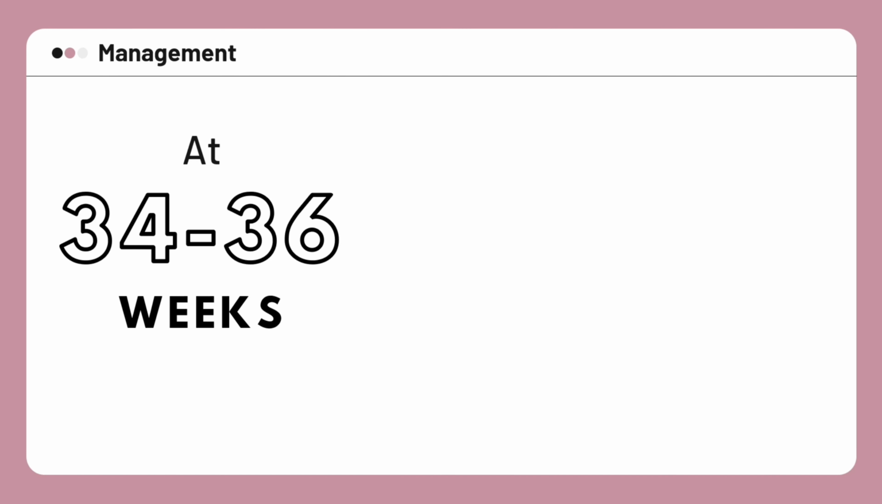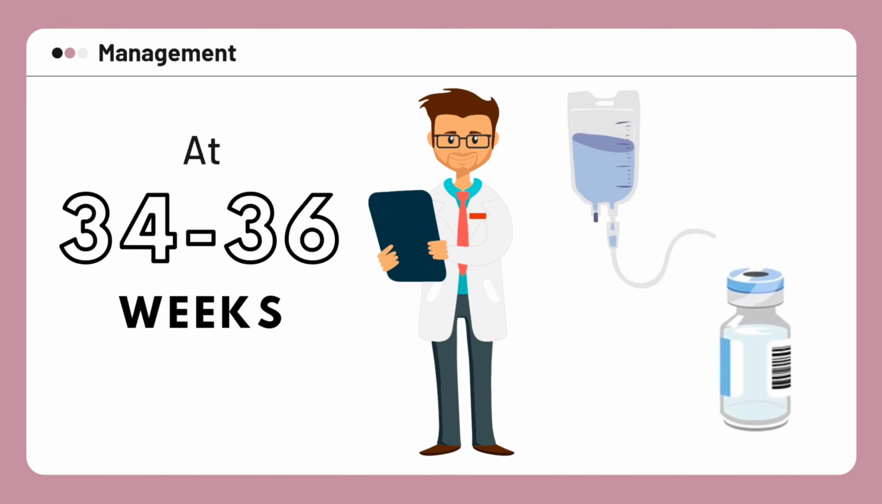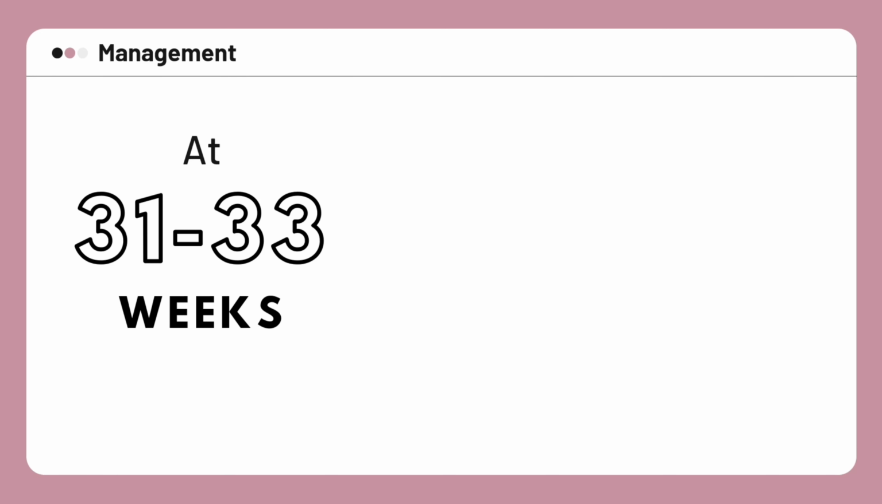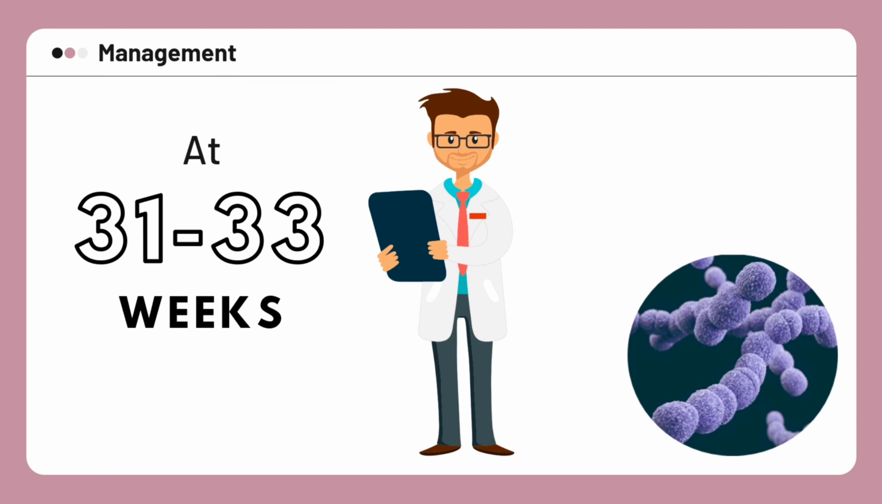If PPROM occurs at 34 to 36 weeks age of gestation, most guidelines favor the induction of labor. Aggressive management is indicated if there is evidence of intrauterine infection, abruptio placenta, or fetal distress. If PPROM occurs at 31 to 33 weeks age of gestation, expectant management, Group B streptococci prophylaxis, and single-course corticosteroids may be given. Antimicrobials may be given if without any other contraindications.